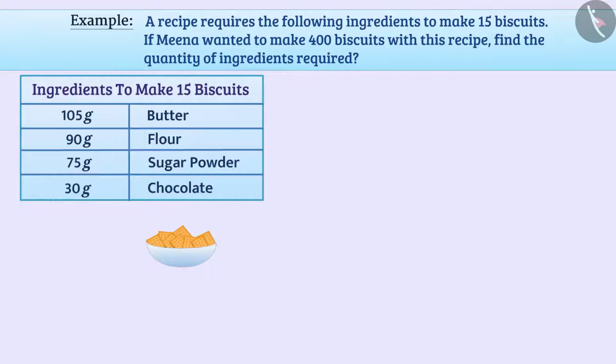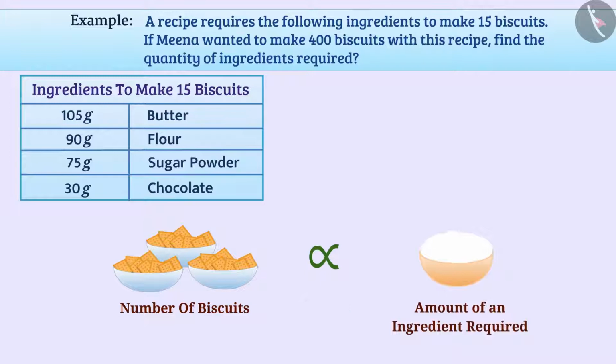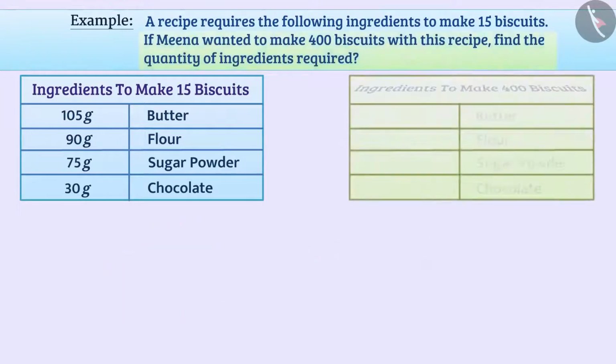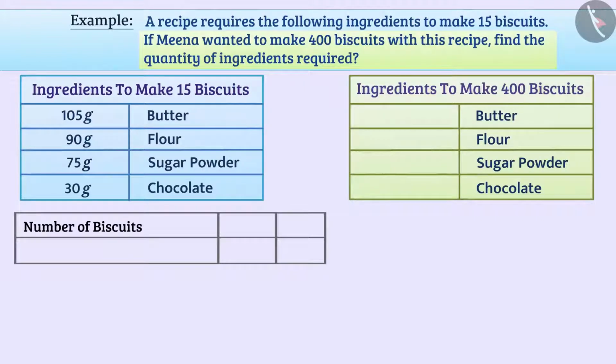The ratio in which the number of biscuits increases is the same as the ratio in which the amount of an ingredient required increases. Therefore, we can say that there is a direct proportion between the number of biscuits and the amount of ingredients. Let's find the ingredients required to make 400 biscuits. We can show the relationship between the number of biscuits and the quantity in grams of butter like this. Suppose the required quantity of butter to make 400 biscuits is y1.